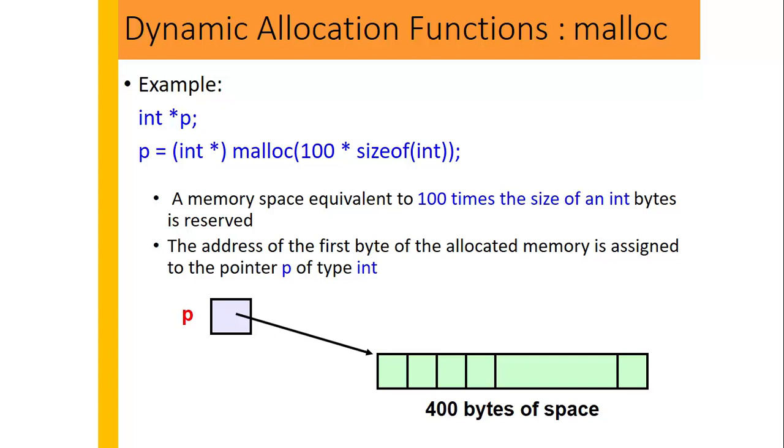a void pointer. The void pointer needs to be converted into, or assigned to, an integer pointer. When we want to convert a void pointer into an integer pointer, we need to typecast. So for typecasting a void pointer into an integer pointer, we have written int star in front of it, and it assigns the starting address to p, right? A memory space equivalent to 100 times the size of an integer in bytes is reserved. The address of the first byte of the allocated memory is assigned to the pointer p of type integer, right?